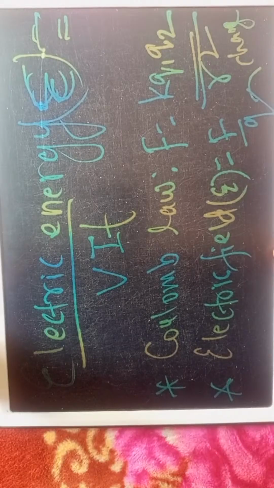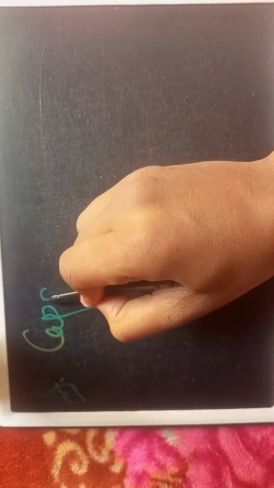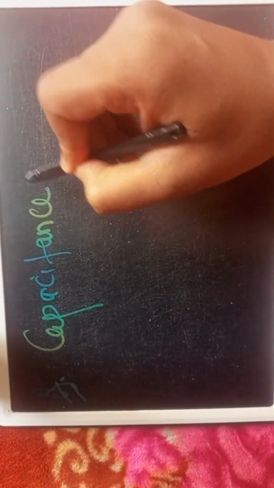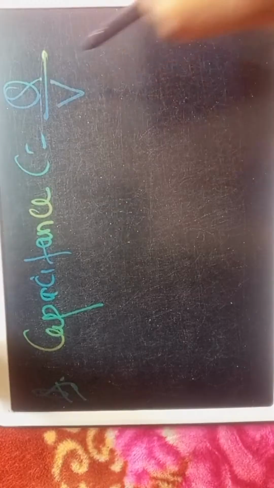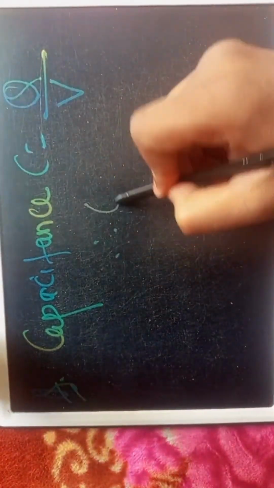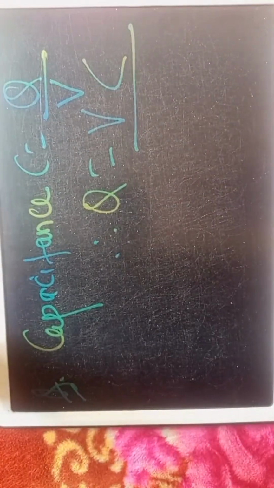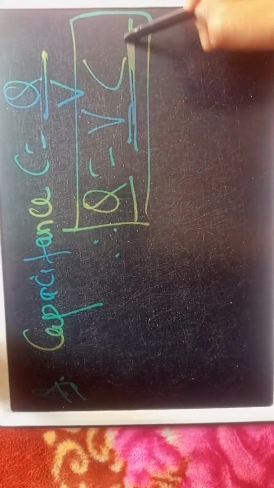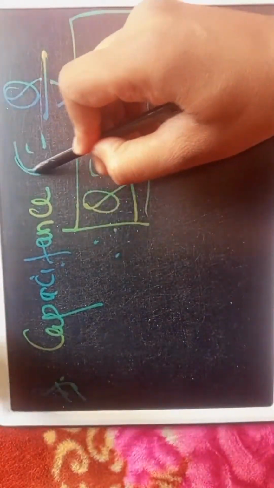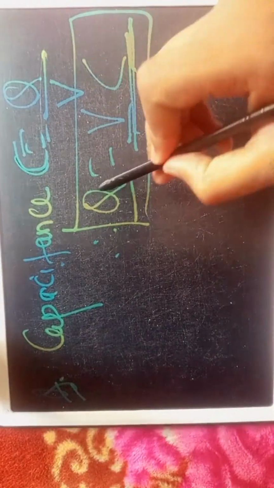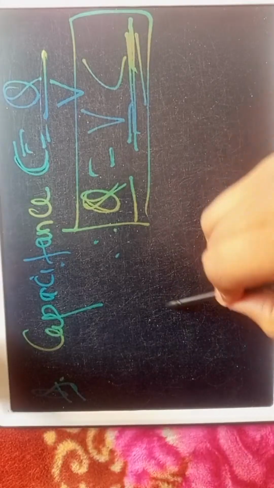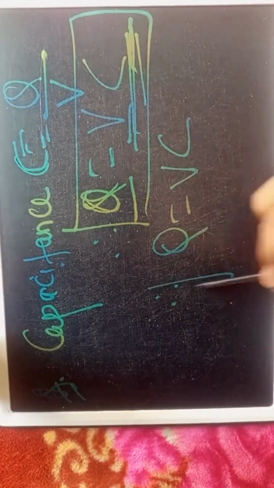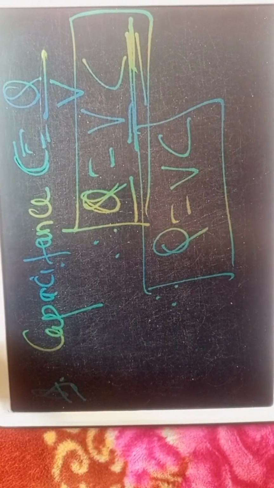F means force. And another is capacitance. This is also very important. Capacitance C is equal to Q by V, or Q is equal to VC. If you don't know anything else, write the formula Q is equal to VC.